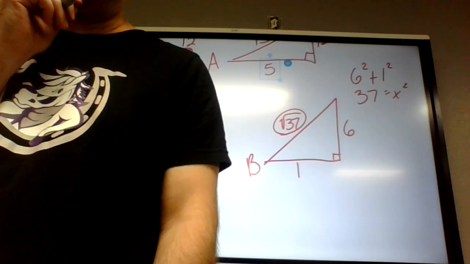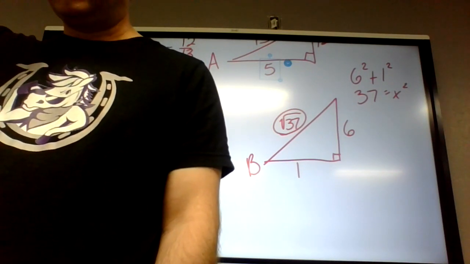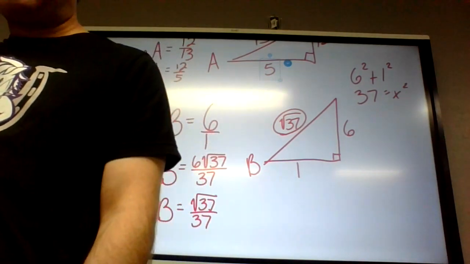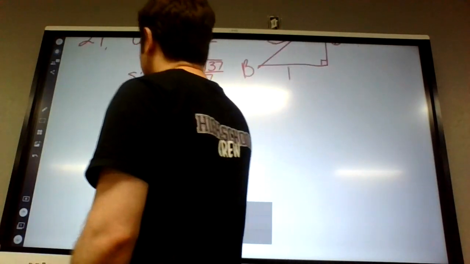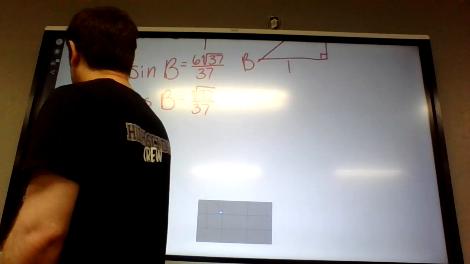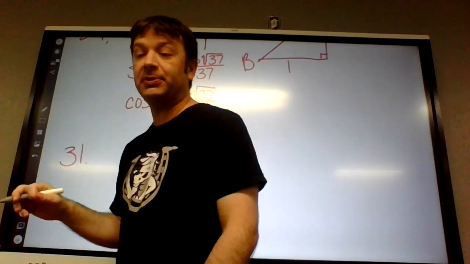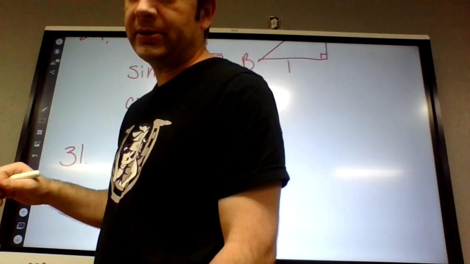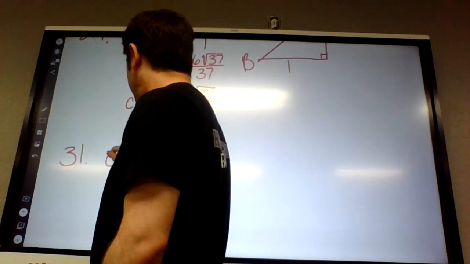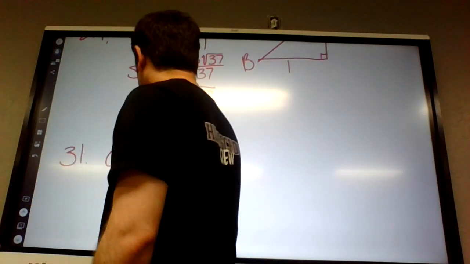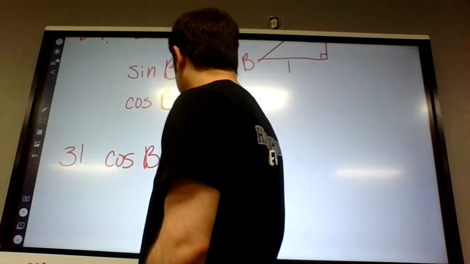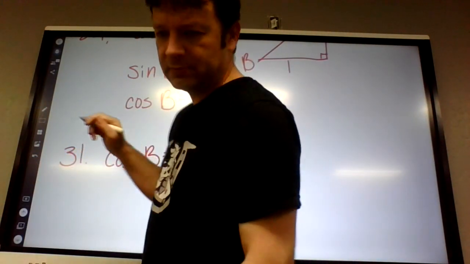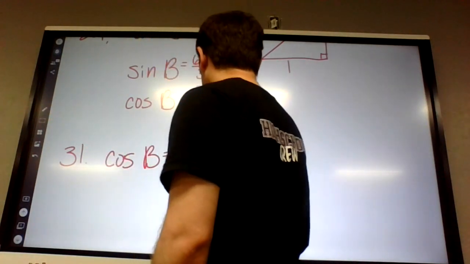31. Sketch triangle ABC. Okay, it's the same. You know, I don't really like these problems, but whatever. We're doing it anyway. Same idea. They just gave us a really messy decimal. So it's cosine of B, 0.8192.